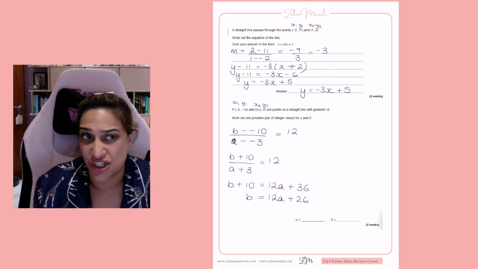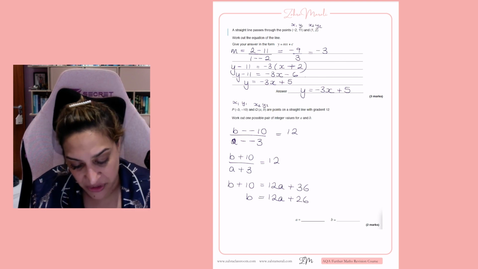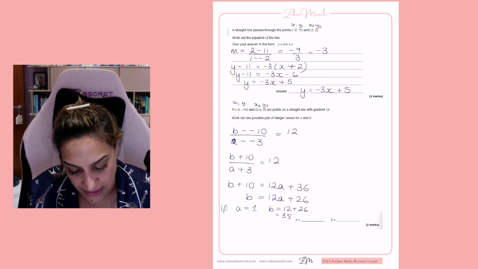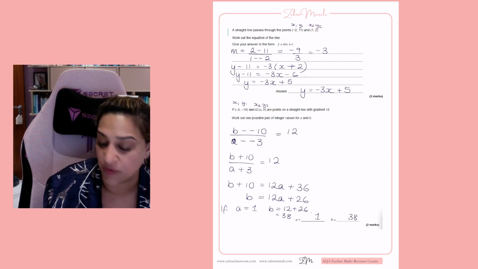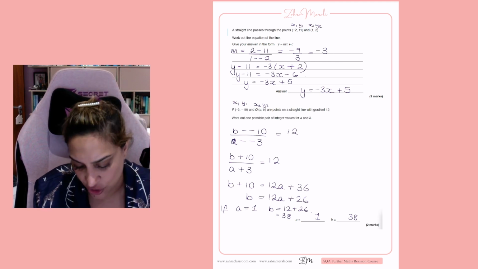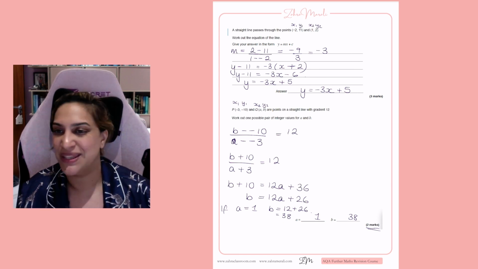It says integer values, so we want whole numbers. So pick a number. I'm going to say if a is 1, it's probably the easiest one. B is going to be 12 times 1, 12 plus 26, which is 38. So here's an example. You could have chosen 0 and you'd have got 0 and 26, or anything like that. It's only 2 marks, even if they've left us a lot of space, but that's all we need to do there.